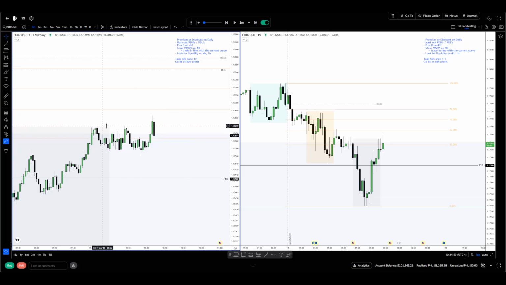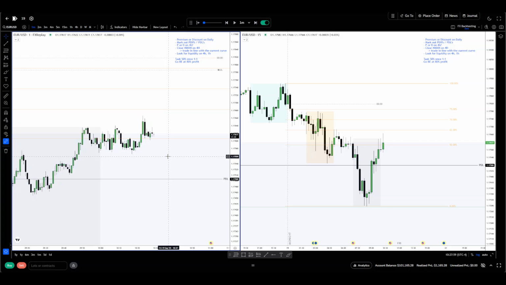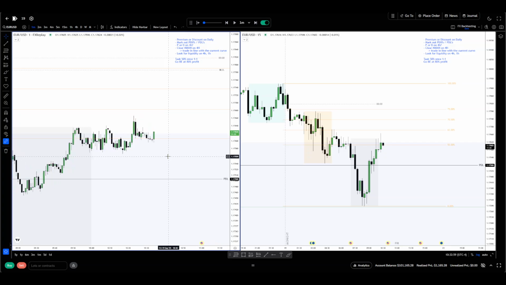Okay. So we create those equal highs. We are consolidating. So I think power of 3, consolidation. This was the manipulation move. If we displace lower at least. So now we're consolidating again.